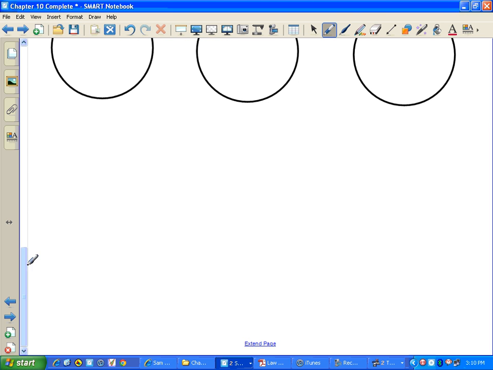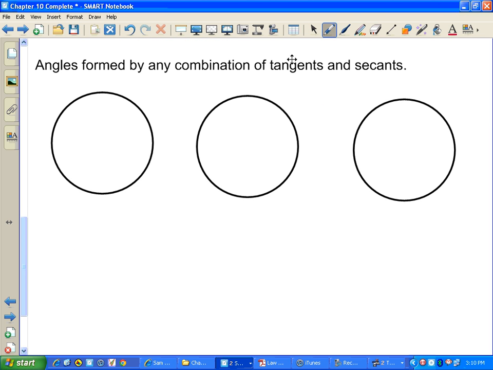All right, if you have any combination of a tangent and a secant, so let's see what that would look like. We could have two secants.